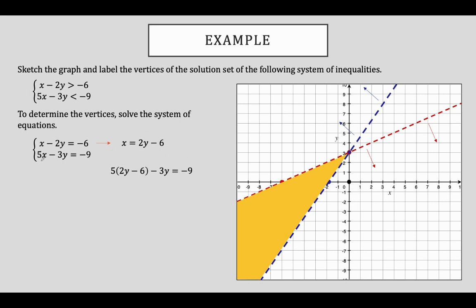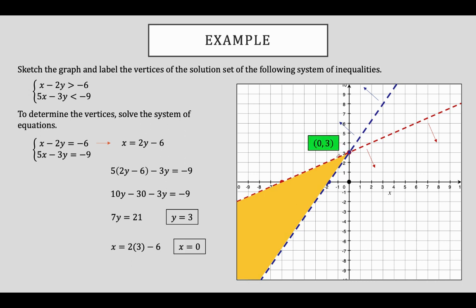I can substitute that into my second equation. 5 times (2y minus 6) minus 3y is equal to -9. When we distribute in, we get 10y minus 30 minus 3y equals -9. 10y minus 3y, well, that's going to give me 7y. And if I add 30 to both sides, I get 7y is equal to 21, which gives me y is equal to 3. And if y is equal to 3, I can back substitute it into my equation here to solve for x. x equals 2 times 3 minus 6, which does indeed give us x equals 0.